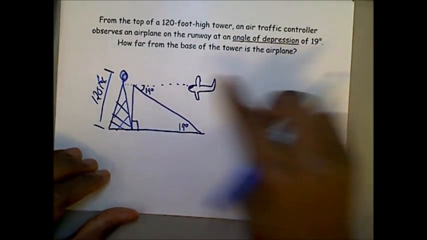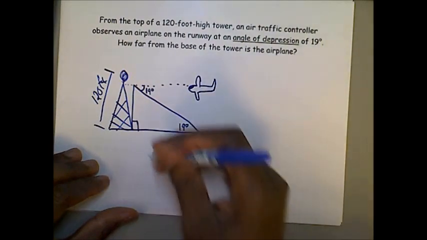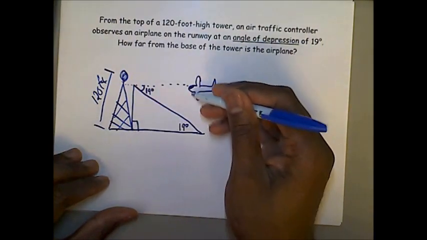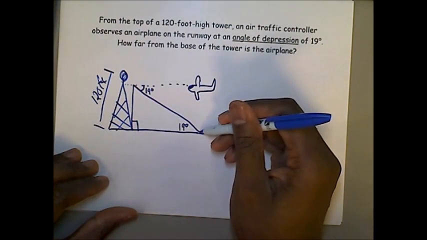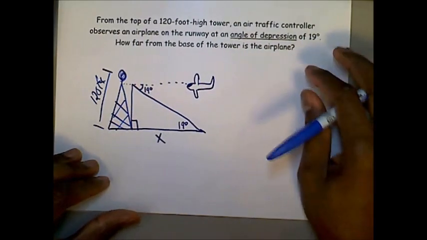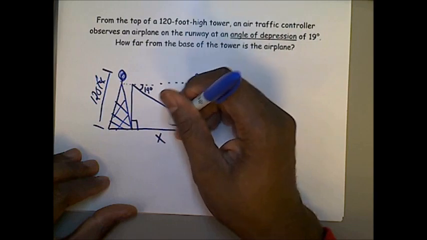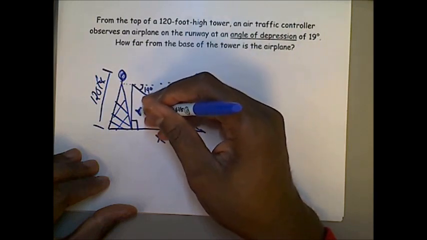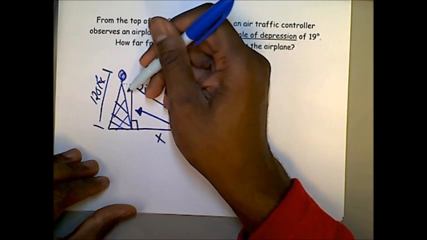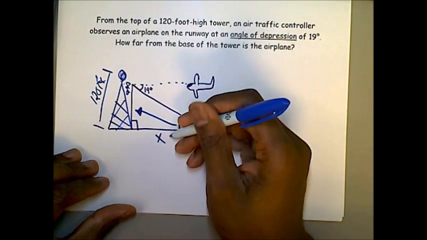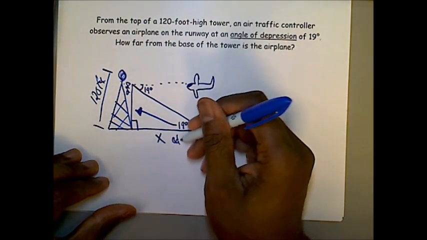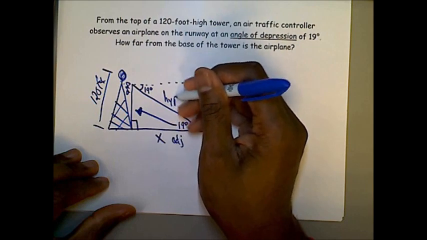And the question asks me, how far from the base of the tower is the airplane? So here's the base of the tower. Here's the airplane, even though I drew it a little further. But I need to know what X is. Okay, so let's start labeling our sides. This is my opposite side. So that means this is my adjacent side. And this is my hypotenuse out here.